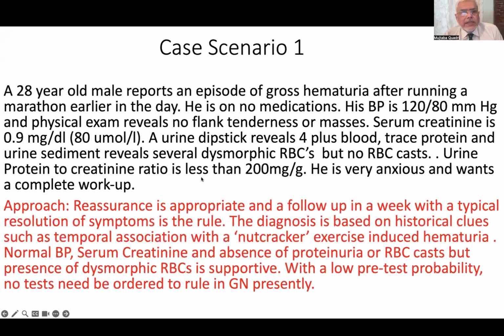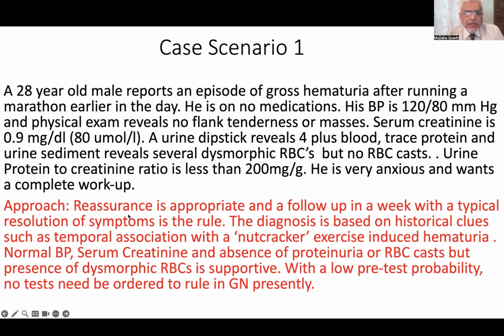We just look at one case of this young man who had gross hematuria after running a marathon, and all his parameters were normal except he had 4+ blood and trace urine protein. Urine sediment revealed some dysmorphic RBCs, but no casts. And his workup was essentially normal with 200 milligrams per gram protein creatinine ratio. But since he was anxious, what would be the course?